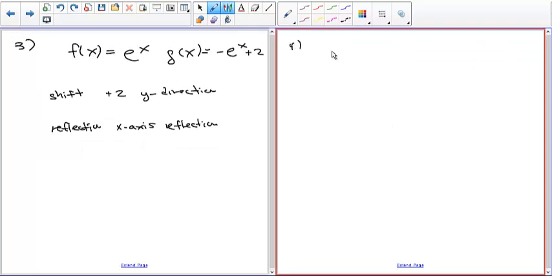Then we had the next one, which is logarithms. So you have f of x is the natural log of x. Natural log is base e. Notice I have negative x plus 2.